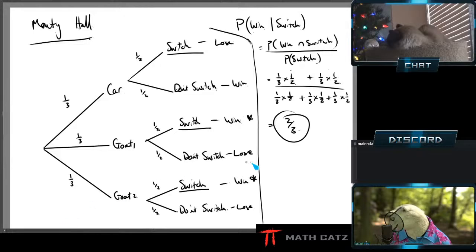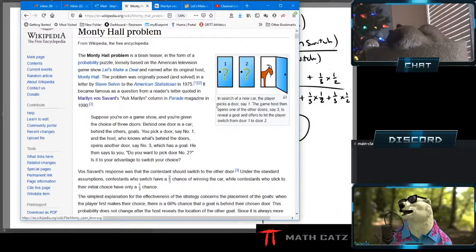So then that's what the person wrote. This person at the time had the highest recorded IQ, and she wrote a little column and addressed this question. And she said something very similar. You could just Wikipedia search the Monty Hall problem, and she said basically the same thing.